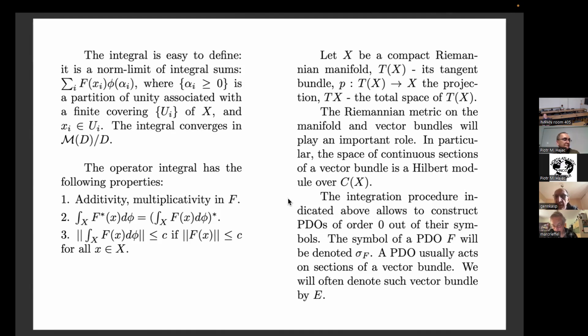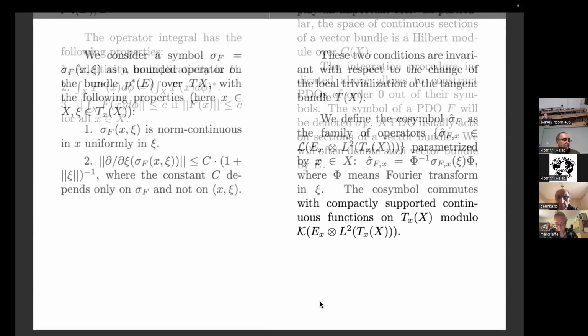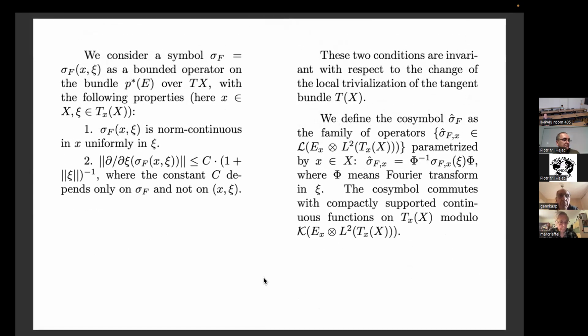Essentially, the whole index theory is designed this way. You have the index of order 0 operators modulo negative order operators. That's what you have. Now the symbol of operator F will be denoted by sigma F, and this operator will act on a section of certain vector bundles, which usually I will denote by E.